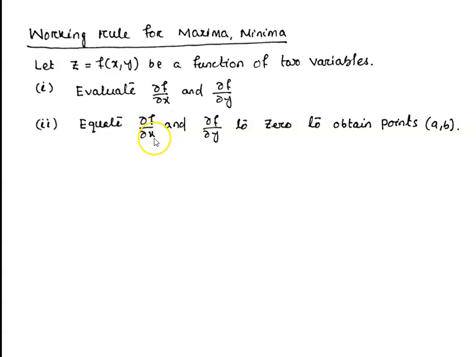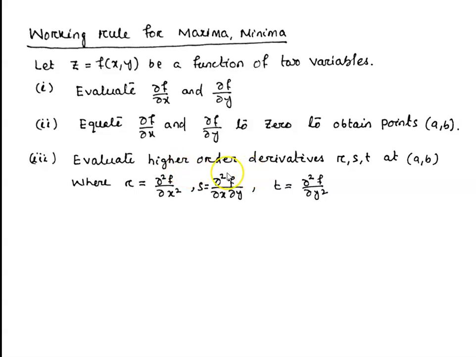If we put del f by del x equal to 0 and del f by del y equal to 0, we have two equations. Now, by solving these two equations, we will obtain the values of x and y. The values we get for x and y by solving these two equations give our critical point (a, b).